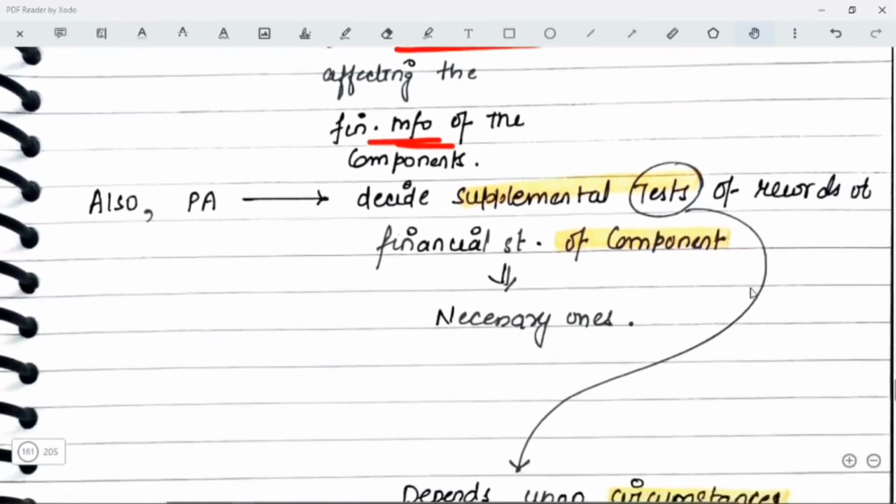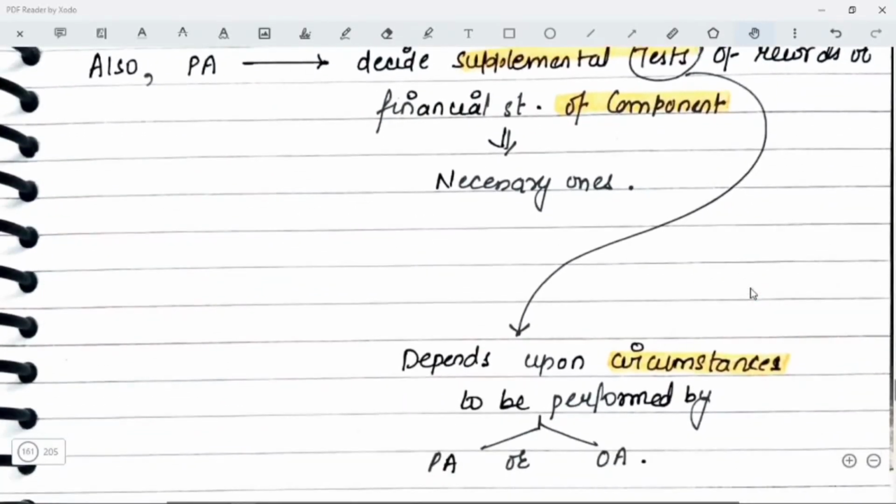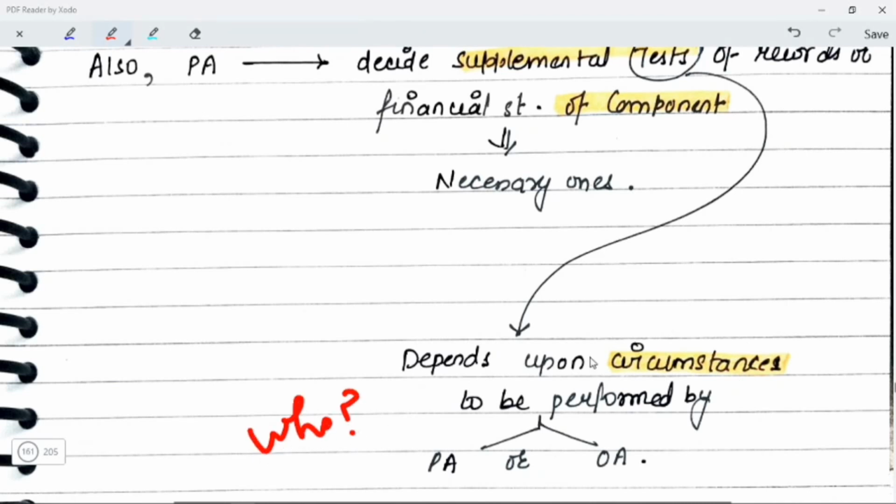Also, the principal auditor is going to decide the supplemental tests of records or financial statements of the components, only the necessary ones. Now, these supplemental tests will depend upon the circumstances, whether the principal auditor is going to perform the same or the other auditor is going to perform the same.